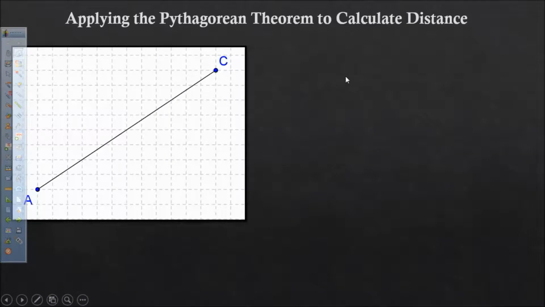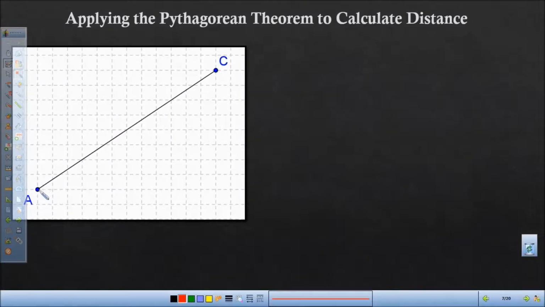Here we've got another example of the Pythagorean theorem. And when there's no right triangle drawn, you have to draw one yourself. So you draw a horizontal component from A under C, and then a vertical component from C down to A. So this forms a right angle. I call this the X component and the Y component.